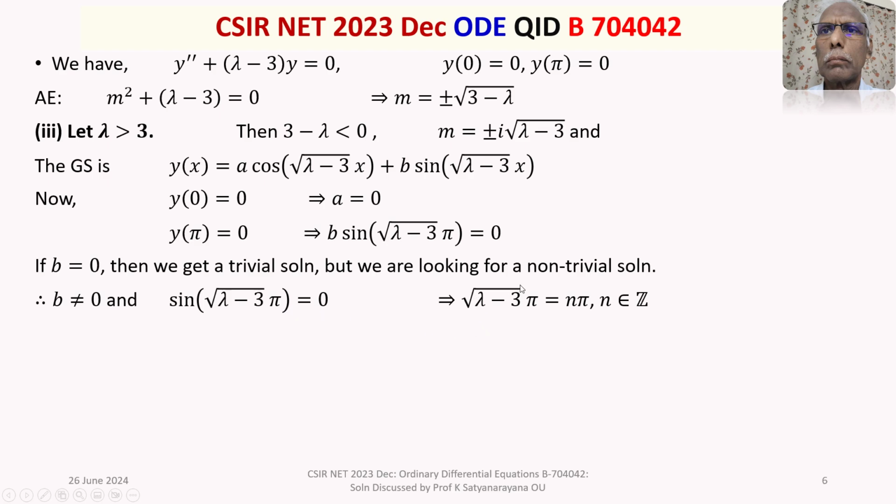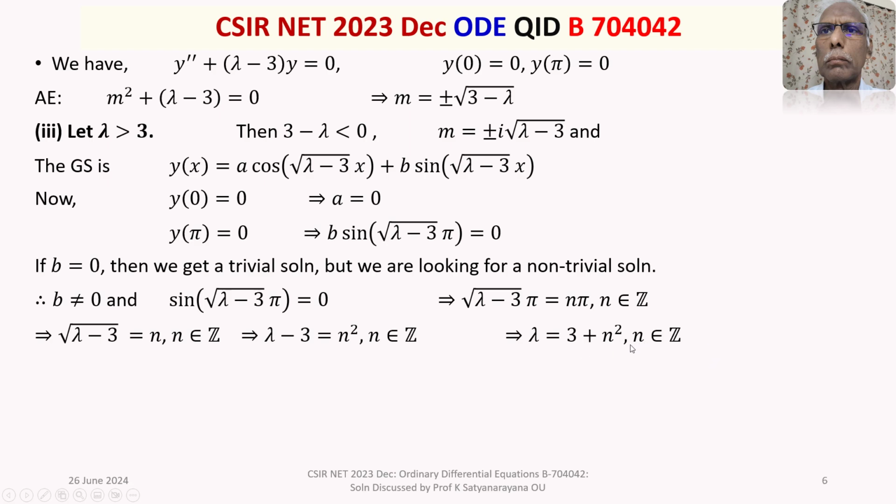Then square root of lambda minus 3 pi is n pi, its general value, n pi, where n belongs to the set of integers. Now squaring, so pi cancels first, then squaring, lambda minus 3 will give you n square, where n belongs to Z. From this you will get lambda is equal to 3 plus n square, where n belongs to Z.